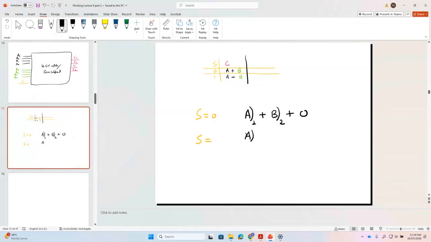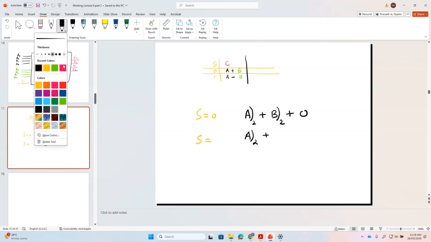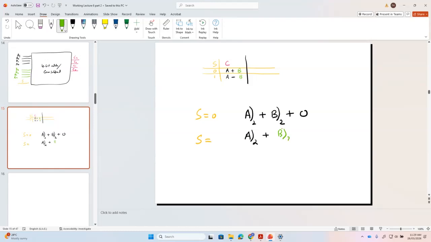A in binary plus B in 2's complement, which is B in 1's complement plus what? Yes, B in 1's complement plus 1. Clear or not clear? Okay. Now, can I write something like this?